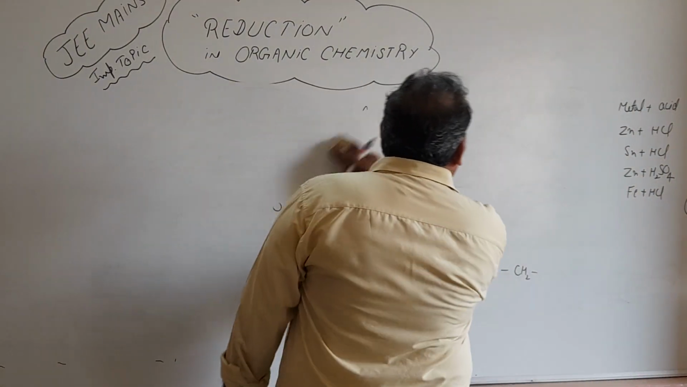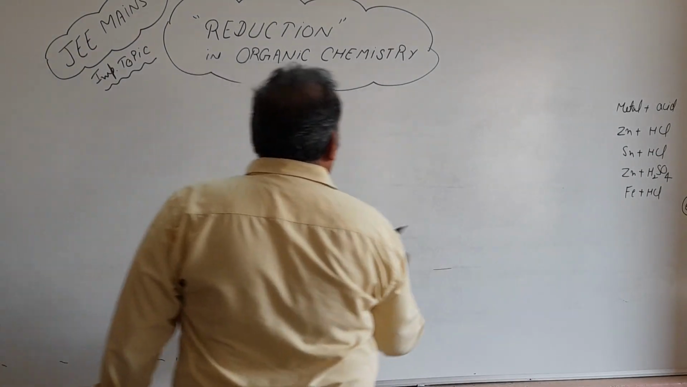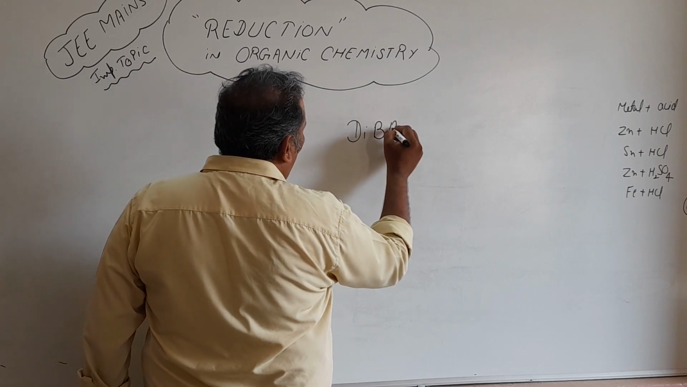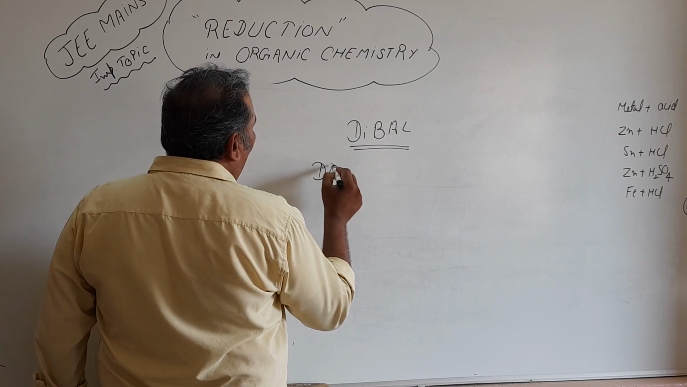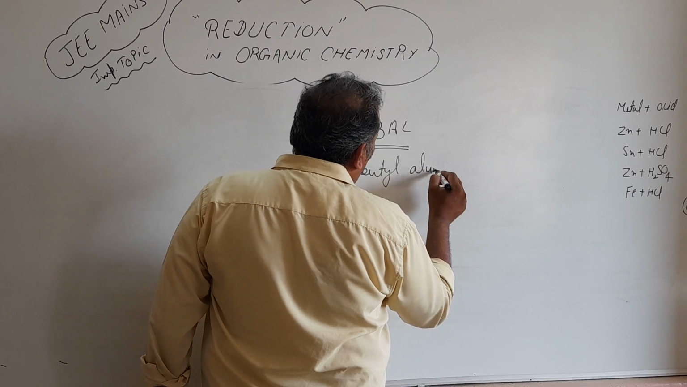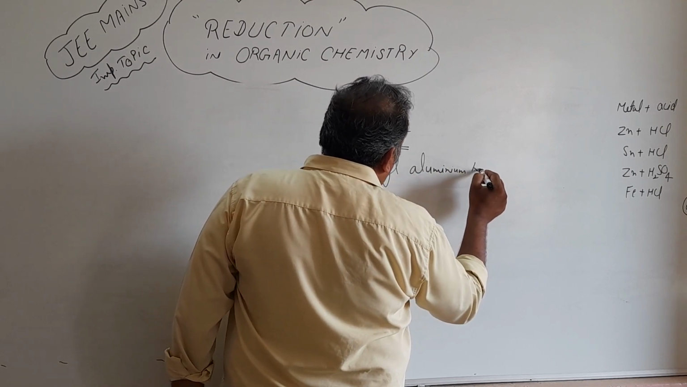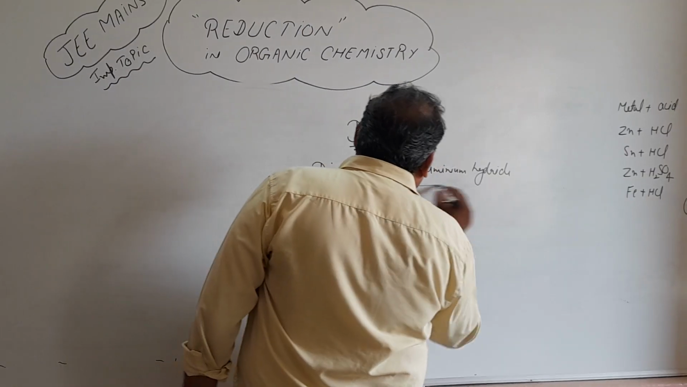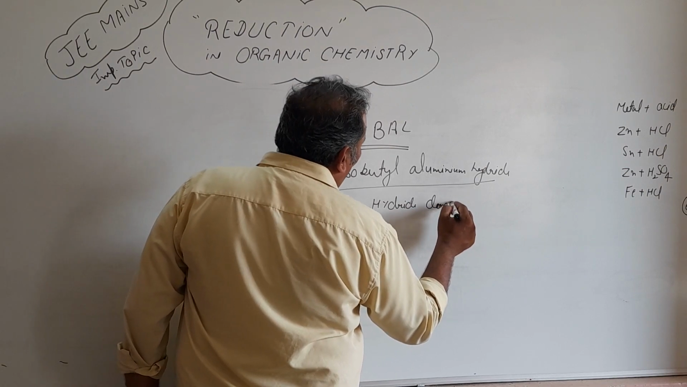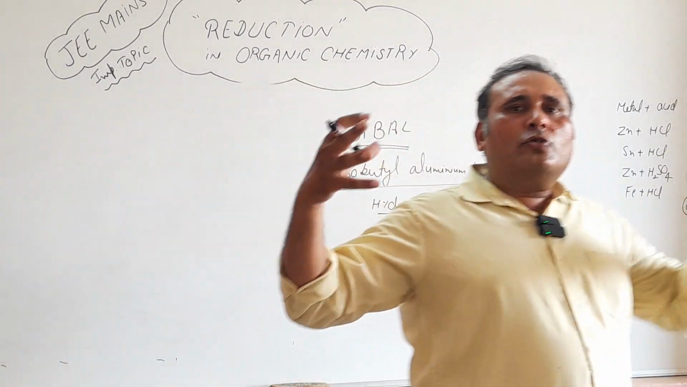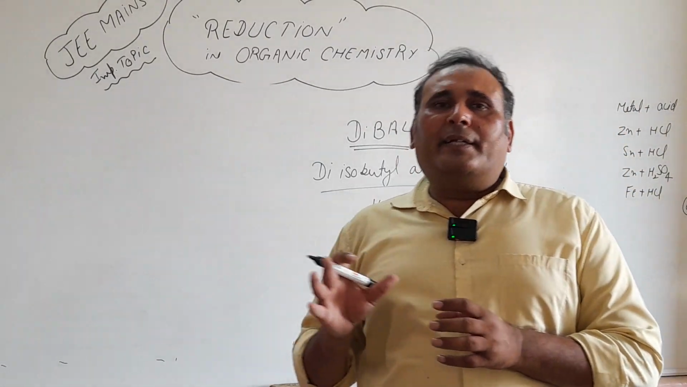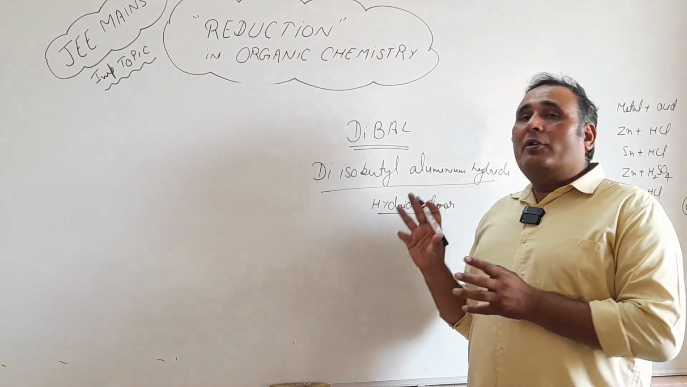There is another reducing agent that is also important, that is DIBAL, which is also used in organic chemistry. DIBAL means diisobutyl aluminium hydride. It is also a hydride donor, but because two isobutyl groups create steric hindrance, it acts as a selective reducing agent. It is not a strong reducing agent.